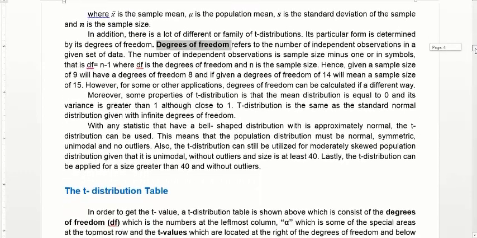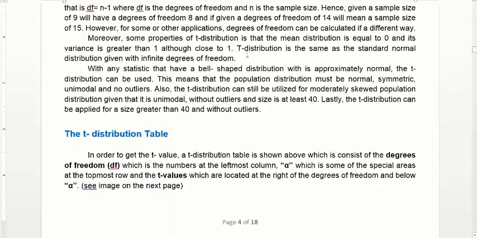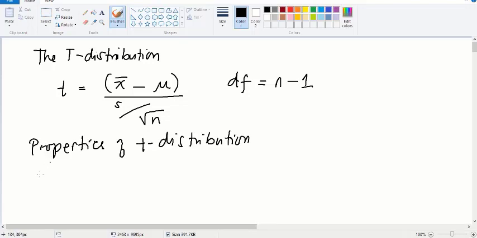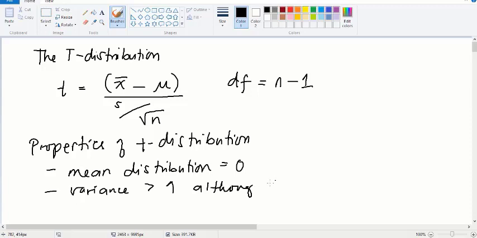t-distribution table. Okay, so there are some properties of the t-distribution. Now, you can read the module or summary. So, the mean distribution is equals to 0. Just like z. Just like normal distribution, no? Ang mu niya is also 0. The variances, however, is greater than 1, although it is always close to 1. Hindi siya nalalayo sa 1.